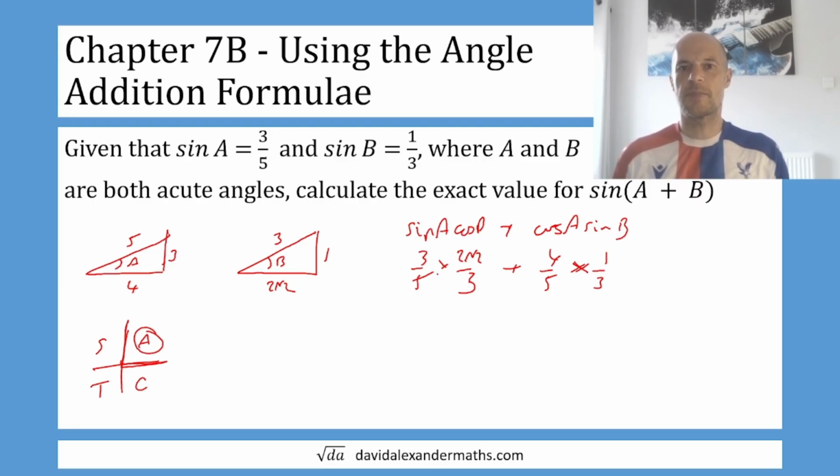So sine A cos B is 3/5 times 2 root 2 over 3. In other words, that is 2 root 2 over 5, plus 4/5 times 1/3. That is going to be 4 over 15. So if I turn this into 15ths, multiply the top and the bottom by 3, that is going to be 6 root 2. So that is 6 root 2 plus 4 all over 15.